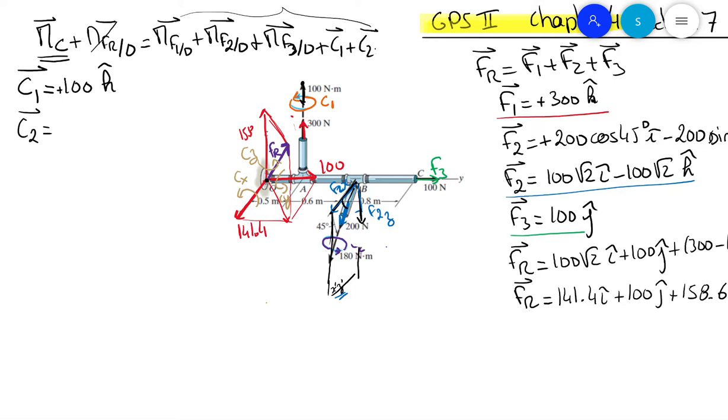Okay, C2. Same thing. This is your thumb, and your right hand is rotating in the plus direction. For C2, we need to split it on two axes. On the axis, it will be C2, that is 180 cosine 45 on I hat, and also on Z, so minus 180 sine 45 on K hat.